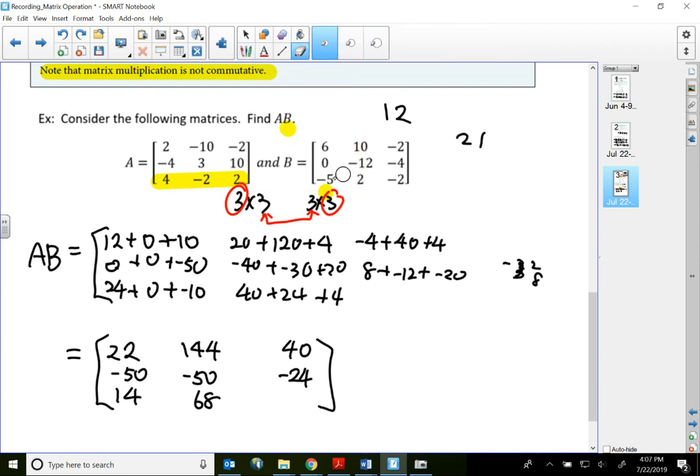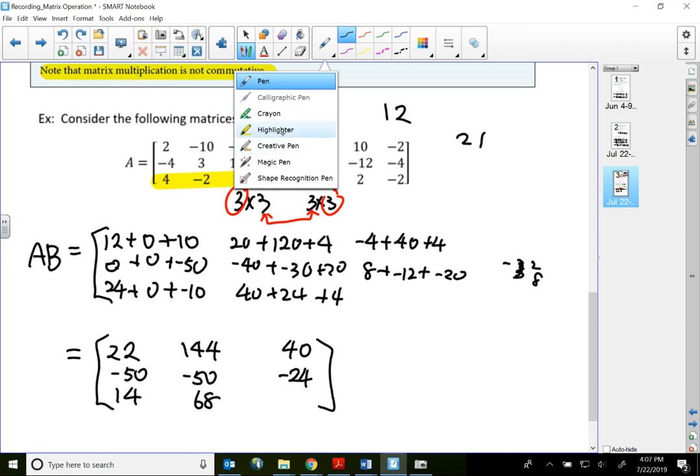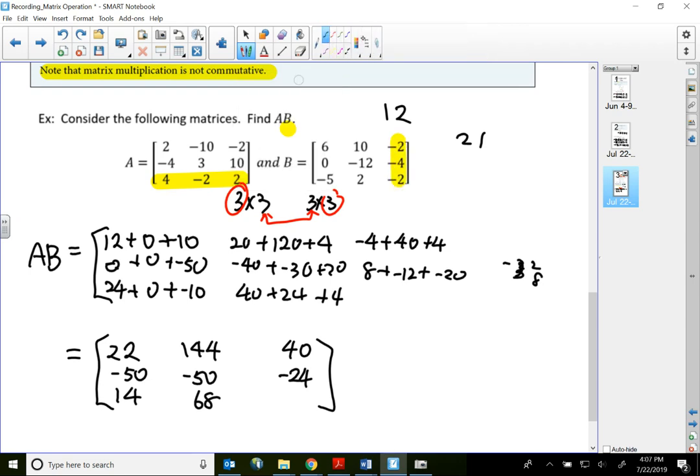All right. And the last entry, the 3, 3 entry. 4 times negative 2 is negative 8. Plus negative 2 times negative 4 is positive 8. 2 times negative 2 is negative 4. So that will be negative 4. Voila, that's my answer. Okay.